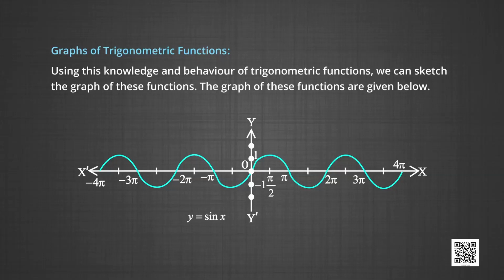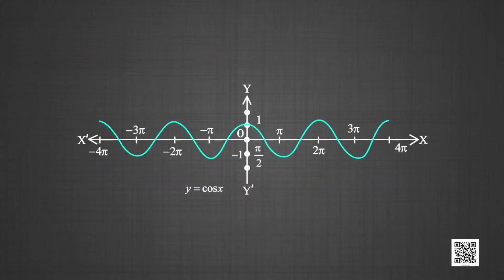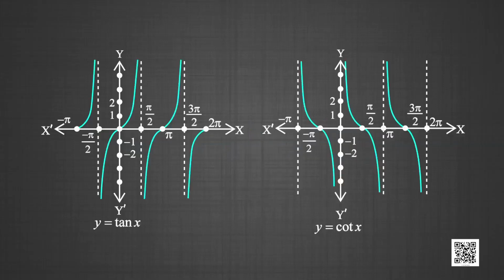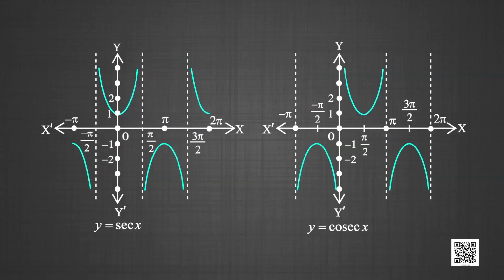First, this is the graph of the sine function. Second is the graph of the cos function, the graph of y = tan x, and the graph of y = cot x. This shows the graph of the sec function and the graph of the cosec function.